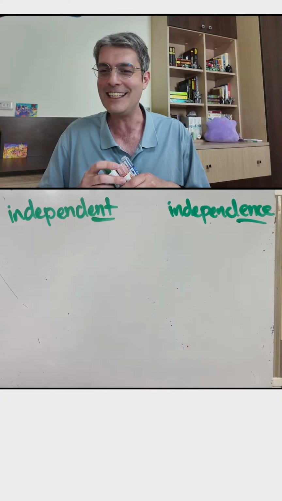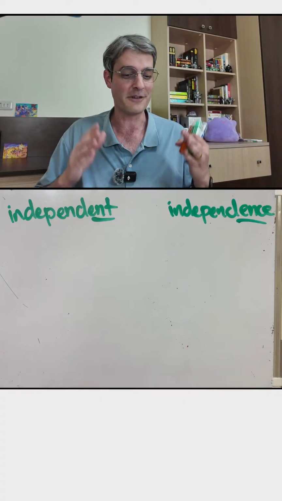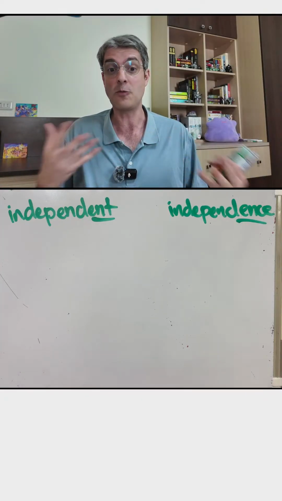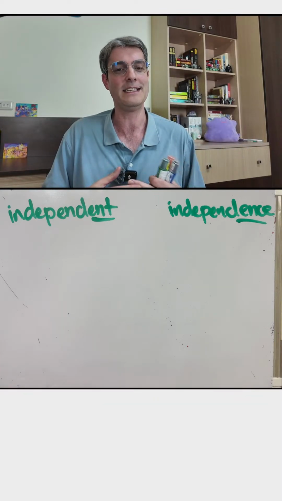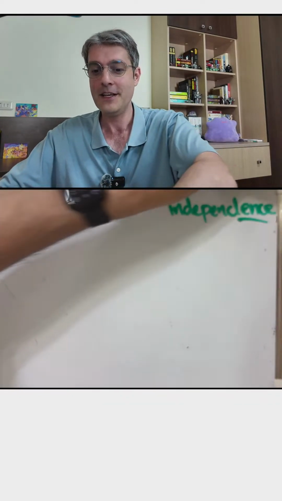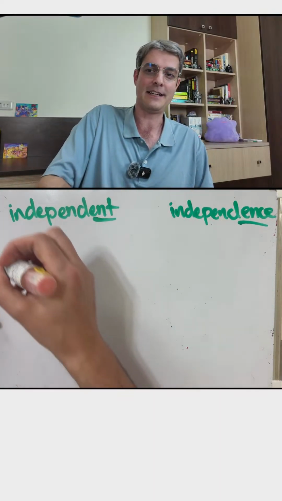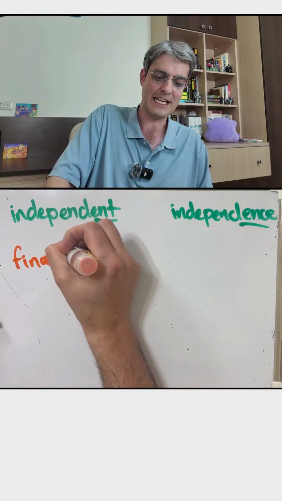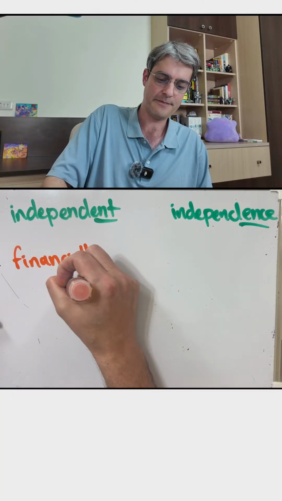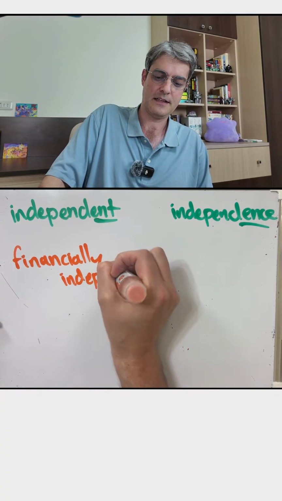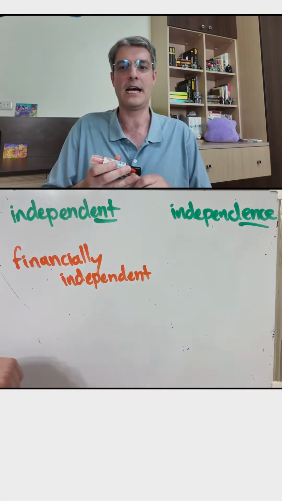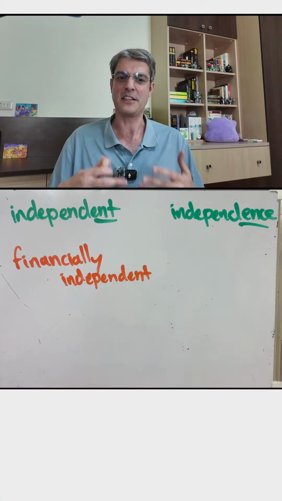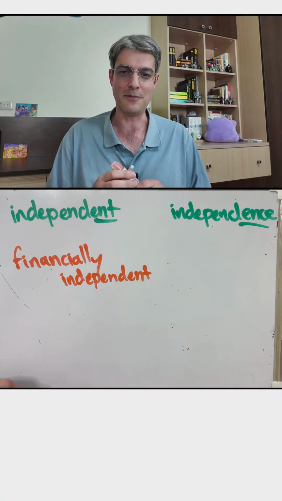We got independent and independence, and this is, for independent, to be not controlled by anyone or others and not relying on others. Same with independence, that's freedom from control. So we may say that someone is financially, that's a common collocation, financially independent. And that just means they don't rely on any family members for money, or they don't rely on the government for money. They are financially independent.